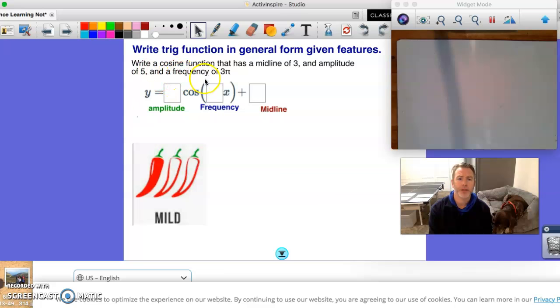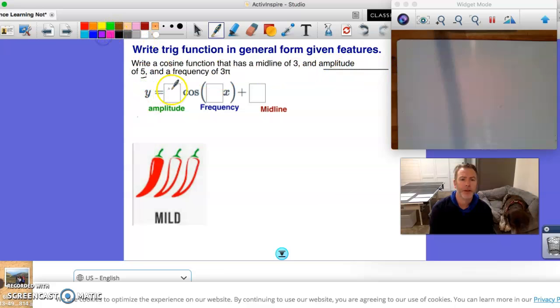It says write a cosine function, and we're going to do two problems, a mild problem and then a little bit spicier problem. So this first problem is: write a cosine function that has a midline of 3, an amplitude of 5, and a frequency of 3 pi. If we remember a couple of these spots in general form, this box out front is where the amplitude goes. So we're looking for the word amplitude. It says amplitude of 5.